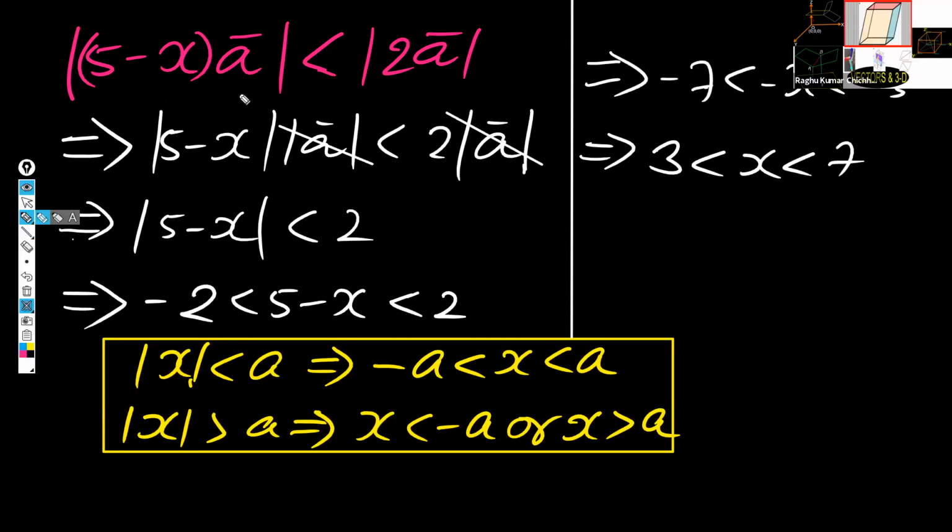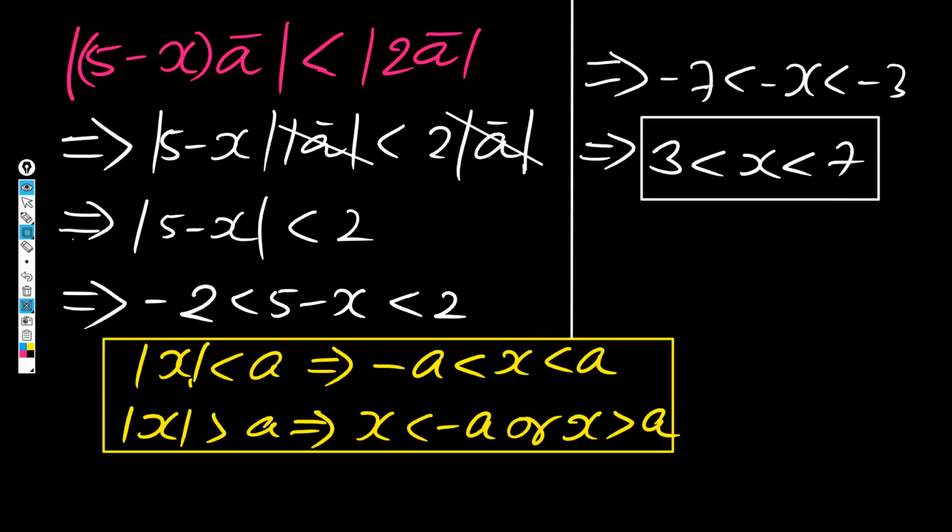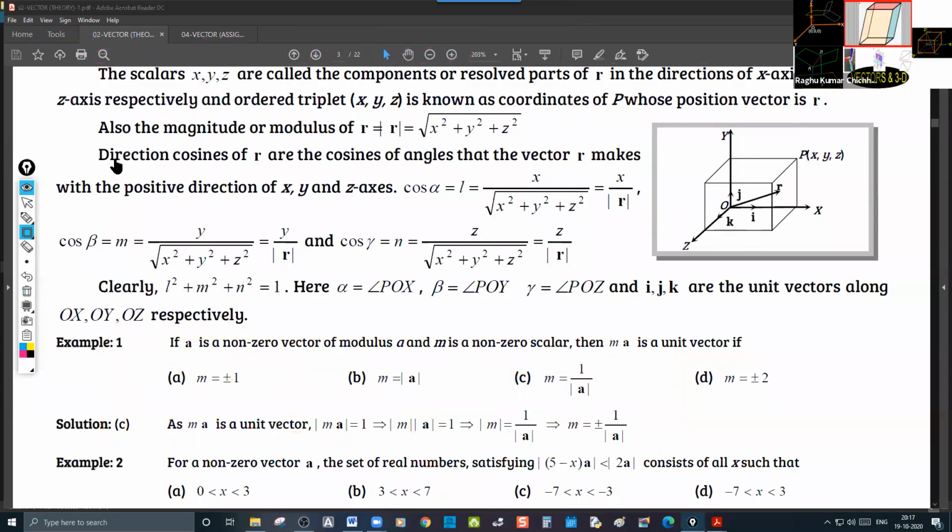So this relation is possible only when x lies between plus 3 and plus 7. When the x value is not lying between these two, this relation is not possible. That will not be satisfied. So that is one more question here.